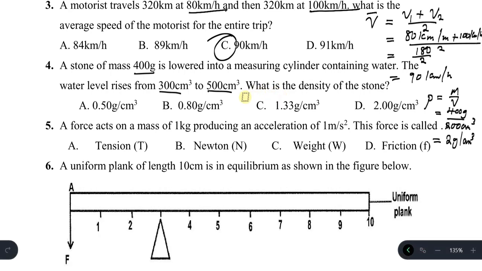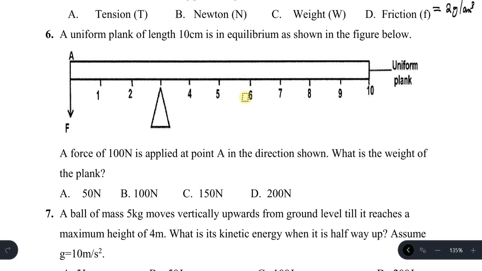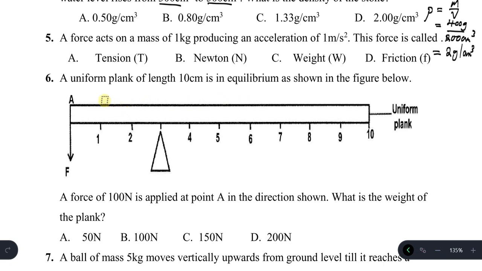Okay, then we proceed to question 5, which says a force acts on a mass of 1 kg producing an acceleration of 1 meter per second square. This force is called what? It is called a Newton. A Newton is a force which produces an acceleration of 1 meter per second square when it acts on an object of mass 1 kilogram.